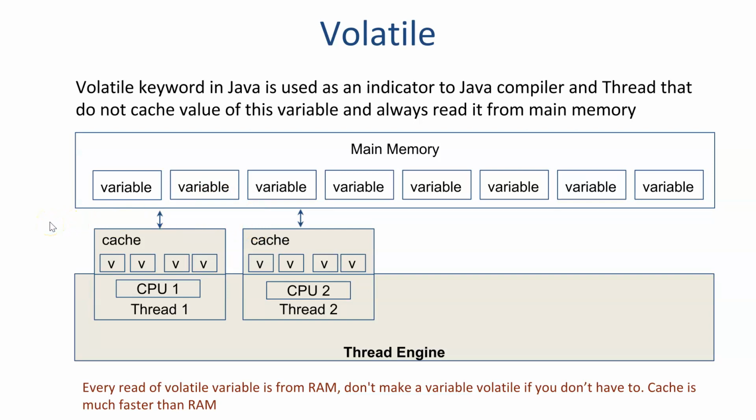But from the performance side, the volatile keyword has an impact on performance, because every read of a volatile variable is from RAM. So don't make a variable volatile if you don't have to. Cache is much faster than RAM, so always make sure you don't make a variable volatile if you don't have to.